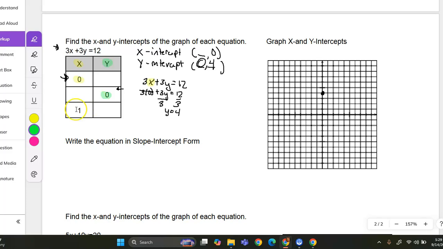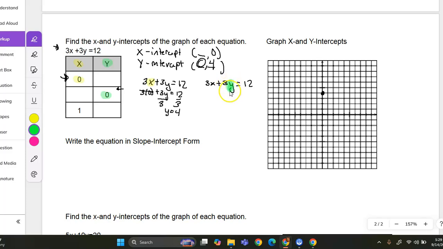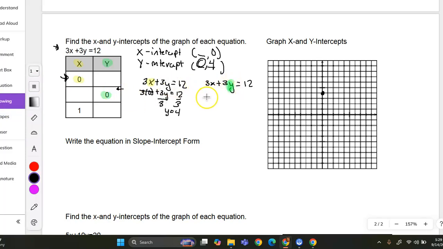I'm going to do the same thing, but this time we're going to fill in for y when y is 0. So we're going to write our same equation, 3x plus 3y equals 12. And instead of y, we're going to plug in 0 because they told us y is 0. 3x plus 3 times 0 equals 12. Well, 3 times 0 is 0. So now I have 3x equals 12. I'm going to divide both sides by 3, and x is going to equal 4. Oh, okay. So now I'm going to go to the right 4. 1, 2, 3, 4. And that's my x-intercept.